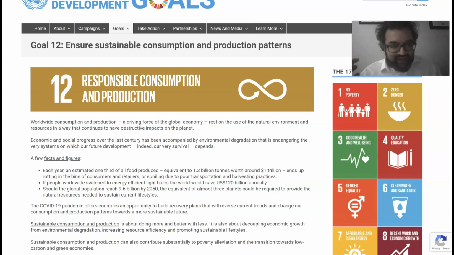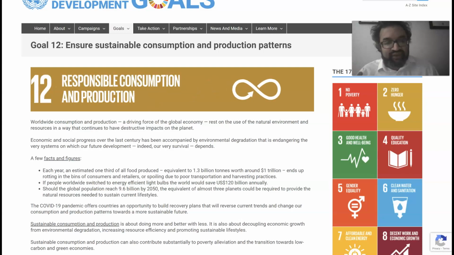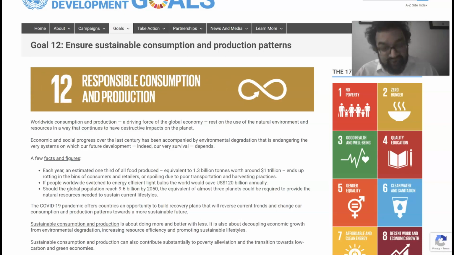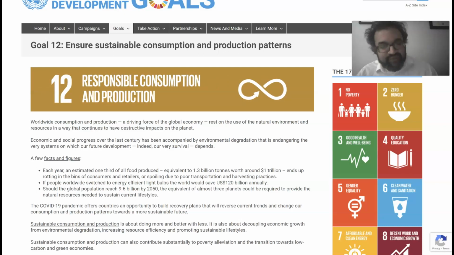So if you think about 1.3 billion tons of food, which is $1 trillion worth of food that's wasted. And there's starvation in the world. So this is a staggering imbalance. If people worldwide switch to energy efficient light bulbs, the world would save $120 billion. So these are important ways that we can be saving money as a globe.